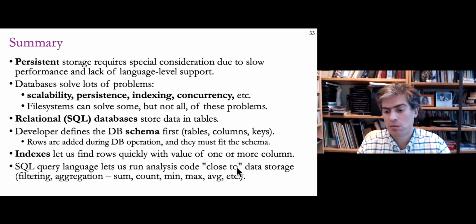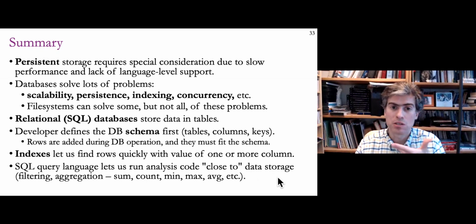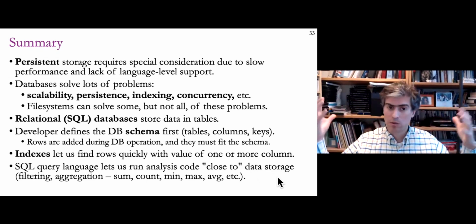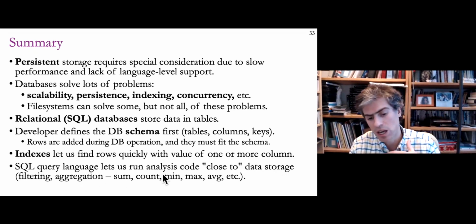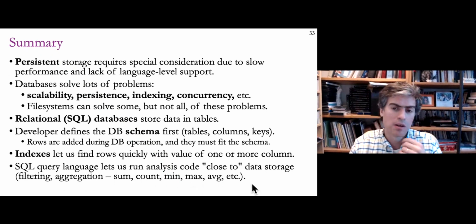This is also a concept we'll come back to when we talk about MapReduce and Spark, which are for bigger-scale systems. The benefit of those computing models is also that you are doing the computing close to where the data is stored. This is useful for filtering and aggregation, things like sums, counts, min, max, average, all that stuff. You want to do that as close to the data as possible.